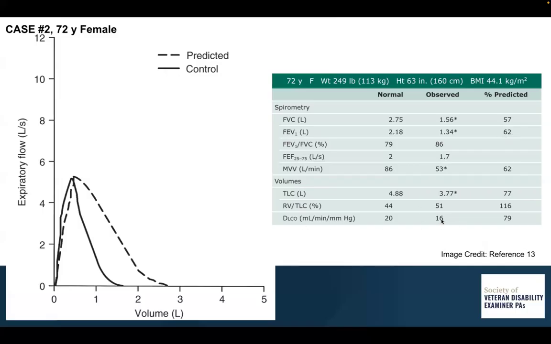So this DLCO is just not super low. You know, it's almost 80% predicted, which is really the threshold for normal. If it's below 80% predicted, we really consider it more abnormal. So it's really close to normal. We look at that BMI though. So with this one, we're really suspecting that maybe there's extrathoracic obstruction from obesity, the high BMI, extrapulmonary obstruction.